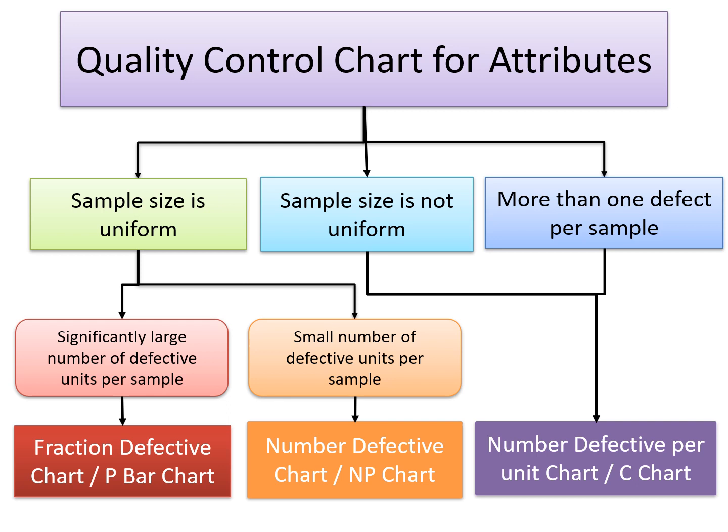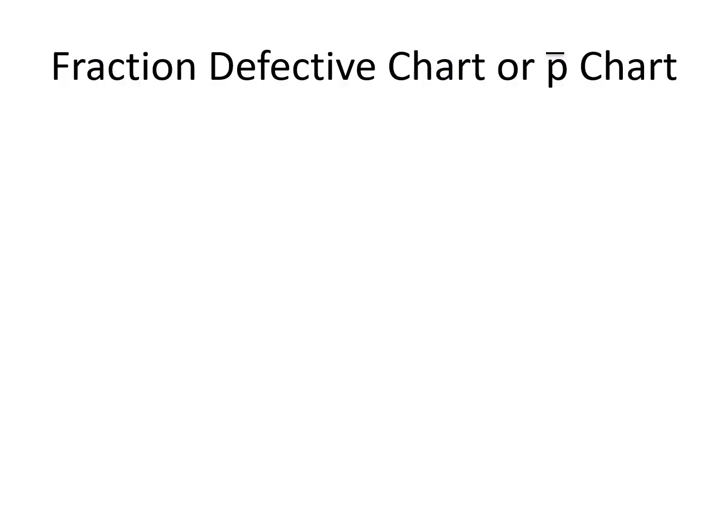Now we shall be discussing each of these charts separately. Among the quality control charts for attributes, firstly we shall be discussing the fraction defective chart, or the P bar chart. When it comes to the quality control of attributes, the quality parameter which we are trying to control is such that it cannot be measured in dimensions. Whatever we can say about the quality parameter is whether it is good or bad. There cannot be any measure of how good or how bad. In such situations, we use these quality control charts for attributes.